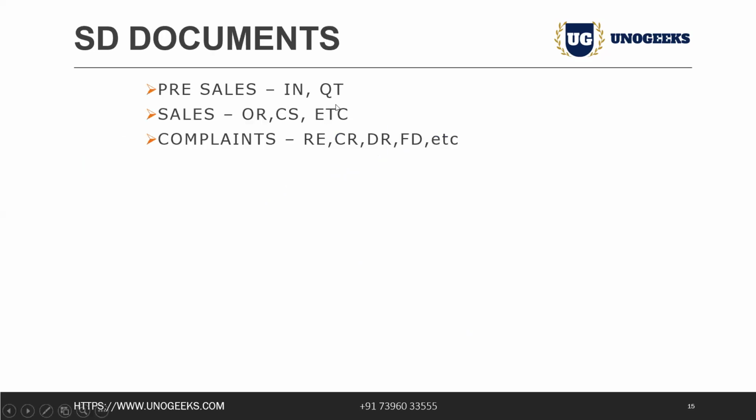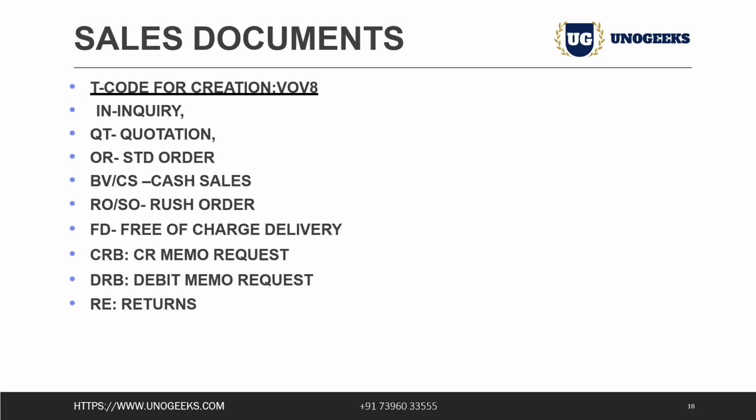These are some documents which are already created in the SAP system. IN represents inquiry; these are nomenclatures, basically. QT is quotation. Standard order, cash sales. So there is not just one type of order. There are multiple types like cash sales, normal sales order, consignment, and third party sales. All these scenarios will be covered in the training. These are some sales documents.